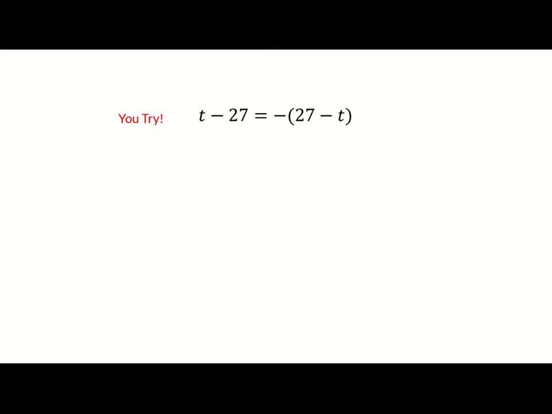For this problem, we're going to start by distributing the negative on the right side of the equals. Now remember, if there's just a negative outside the parentheses, we assume that's a -1. So we're essentially multiplying -1 with 27 to get -27, and then -1 with the negative t to get a positive t. We have -27 plus t on the right, and then on the other side I'm just going to drop down t minus 27.